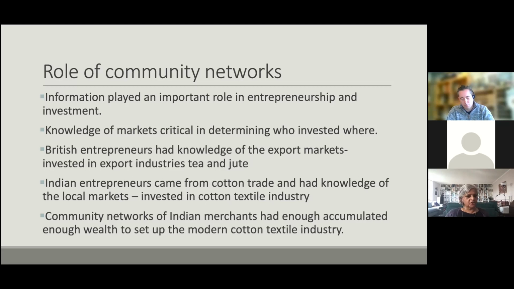Whereas the import substituting industry, which was the cotton textile industry, was mainly an area where the Indian entrepreneurs had an advantage. They knew the local markets, they had sold British goods in the local markets, and this is where they invested. So the community network of Indian merchants who had been involved in trade in cotton textile and other products had accumulated a lot of wealth, and now this wealth was channeled to the cotton textile industry.